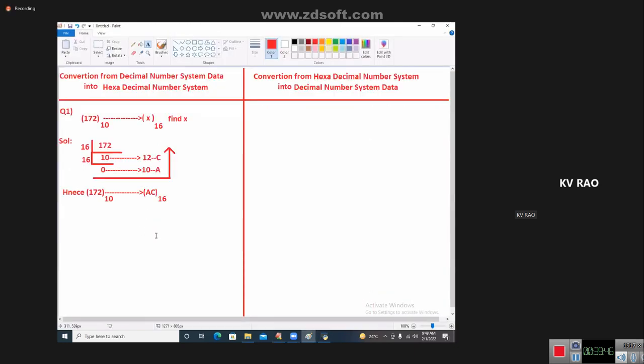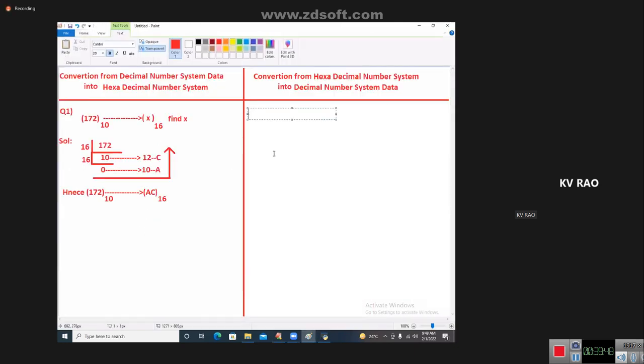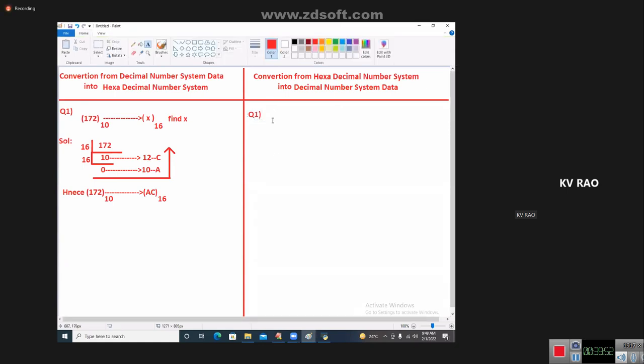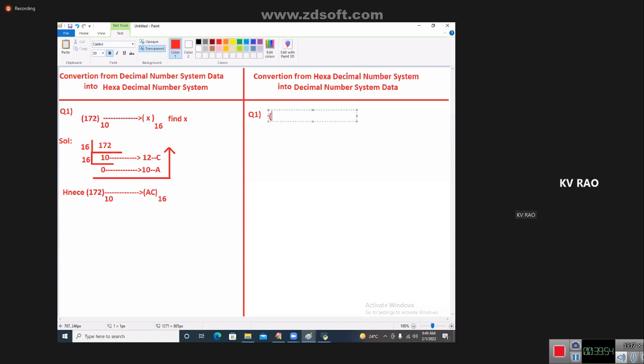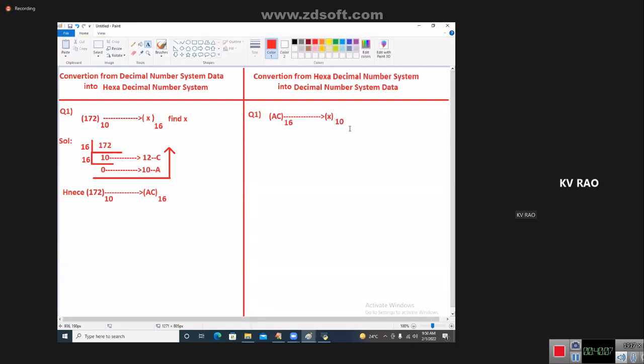Right, come on to the point. Now another one is question number 1. Convert, reverse, you convert it. Why I'm taking the same thing? Because you can understand quickly here. AC of 16 definitely it is going to be X. You try to find out. This I want to get into 10. Find X.